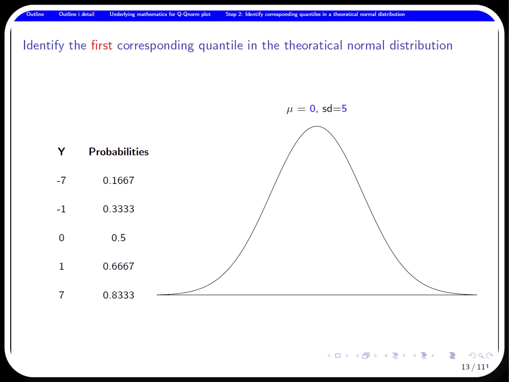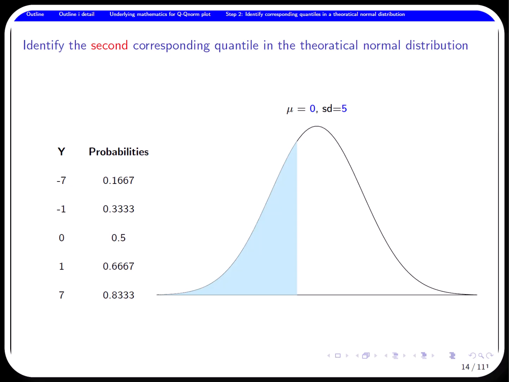Let's continue. I hope that you get the point. It is because the theoretical normal distribution has the same mean and the standard deviation as the sample data. The shaded area is the cumulative probability for the first observation in the theoretical normal distribution. X1 is the corresponding quantile in the theoretical normal distribution.